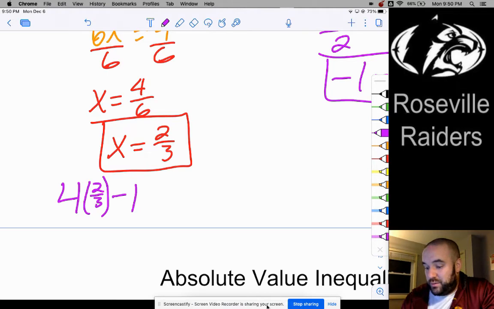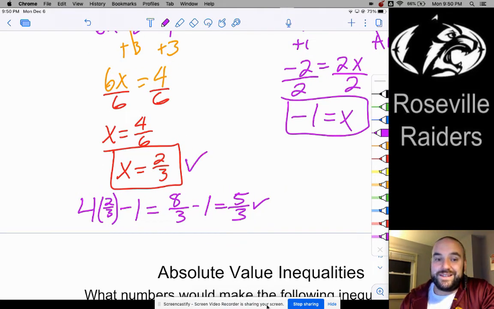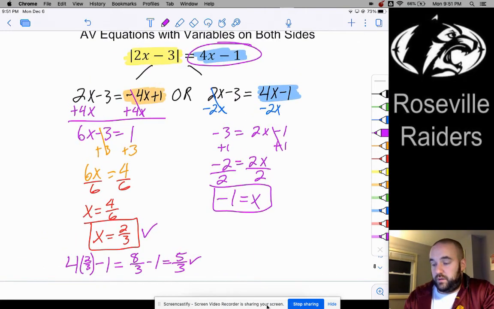So 4 times 2/3 is 8/3, which is like 2.6 repeating. Minus 1 is going to be 5/3, which is 1.6 repeating. So this solution is good. What that means is if I replace x with 2/3, I will get a true statement in the original equation.